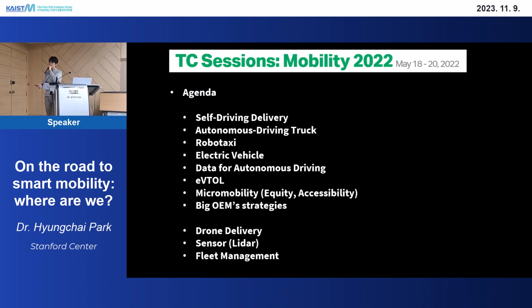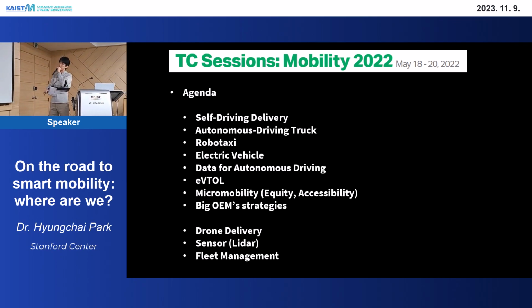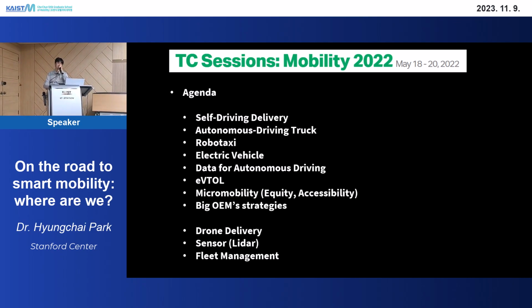In 2022, a lot of the topics overlap, like self-driving delivery and so on. And they are also interested in drone delivery, sensors, and fleet management. So the people in this industry are talking about these topics.